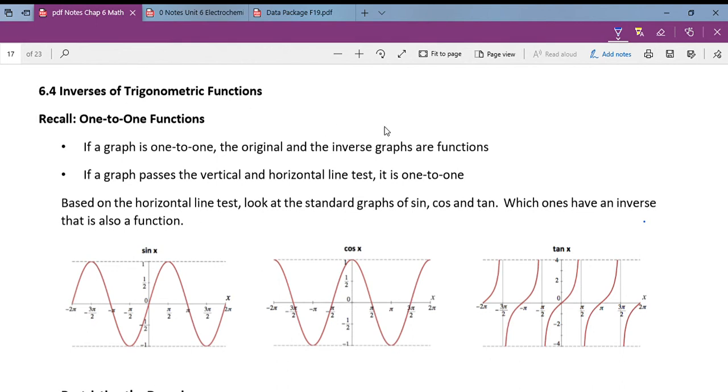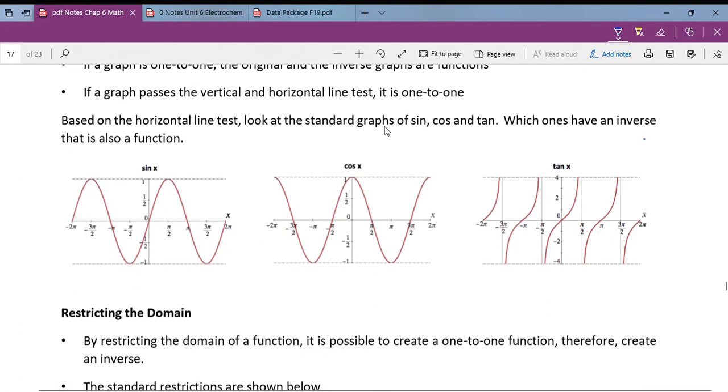Okay, so on to 6.4, which is titled Inverses of Trig Functions, but I like to title this one, Why Does Your Calculator Do What It Does? So the way that we're going to look at this is that you're going to figure out why your calculator gives you the answer that it gives, and how you would do that potentially without a calculator, knowing what your calculator would give. And the way we're going to start with this is talking about functions.